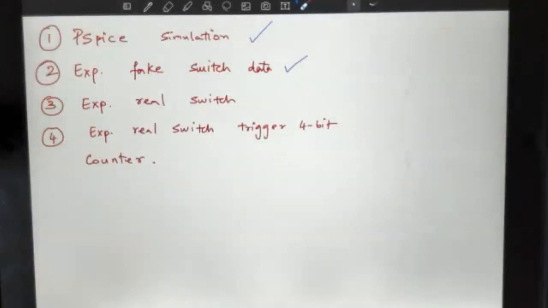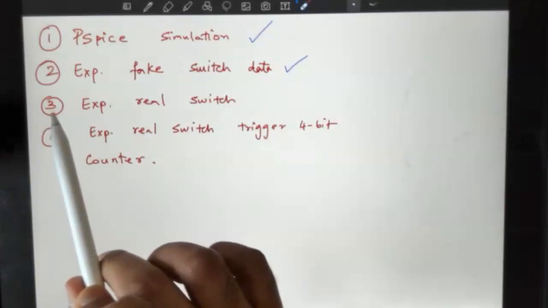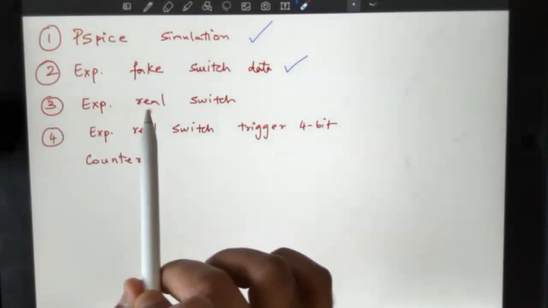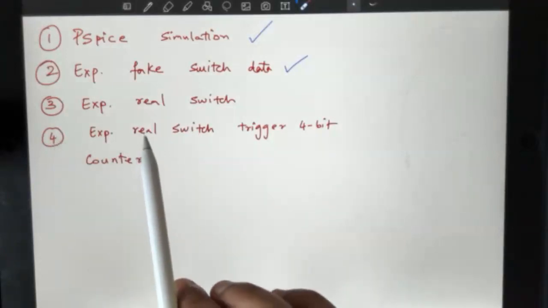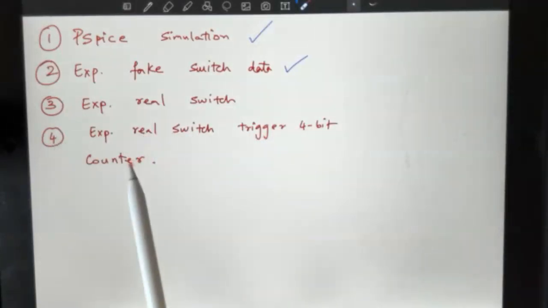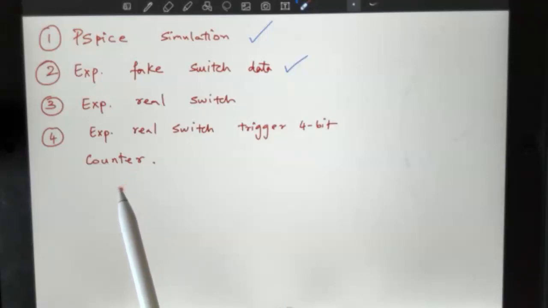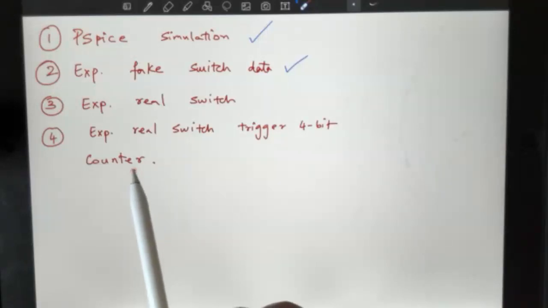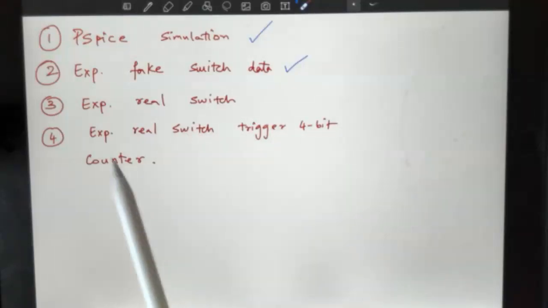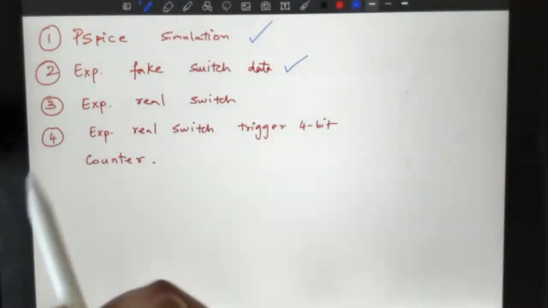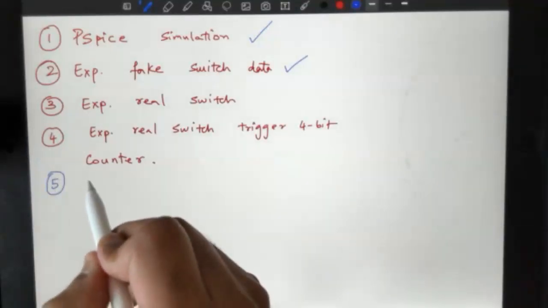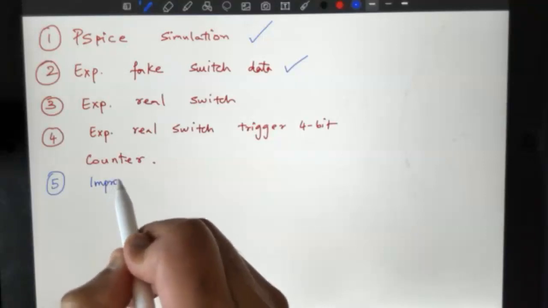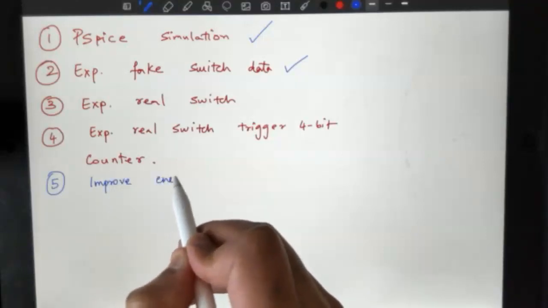That is step number 2. We'll do that today. And then we'll move on to doing an experiment with the real switch. And then the fourth thing that we'll do is take that real switch and trigger the 4-bit counter that we built in experiment 7, and I have preserved that protoboard. So I have that ready to go. So we'll do that. And then the fifth thing on this list is to improve average energy.